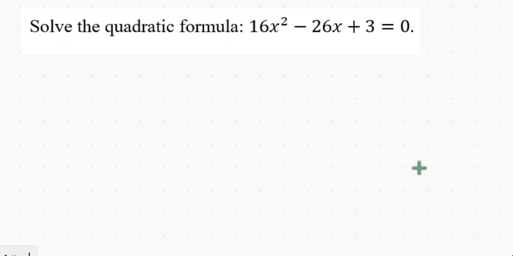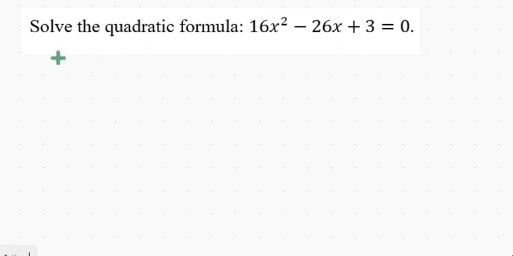So in this particular video, I'm going to solve this quadratic equation by the formula method. It says solve the quadratic equation 16x squared minus 26x plus 3 equals 0, by formula method.